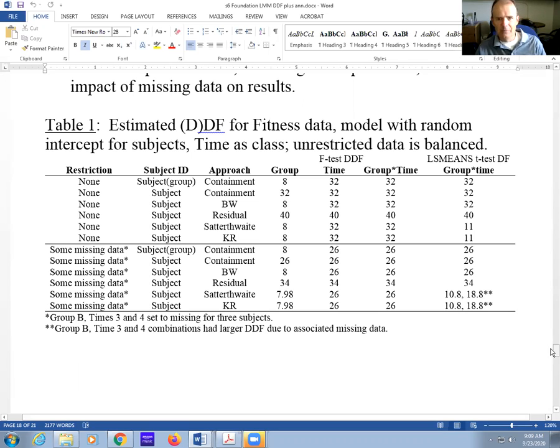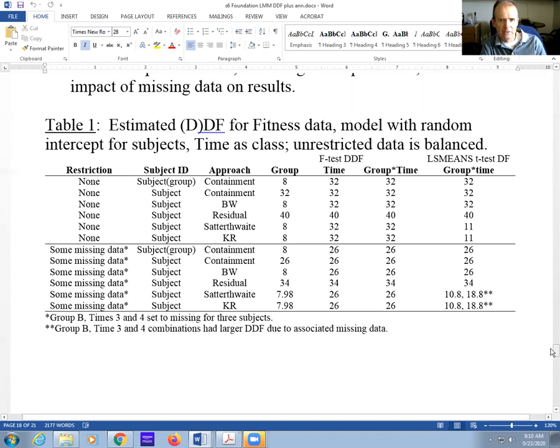Asymptotic is infinite, right? Infinite degrees of freedom. So whatever that asymptotic distribution is, you're assuming that. And that's going to be very liberal and not a good approach. The residual method also is going to ignore the correlation in the data. So for longitudinal data, I would not suggest using either one of those.